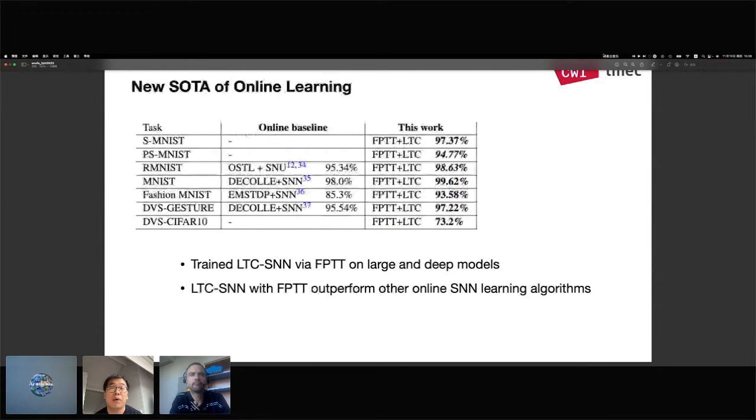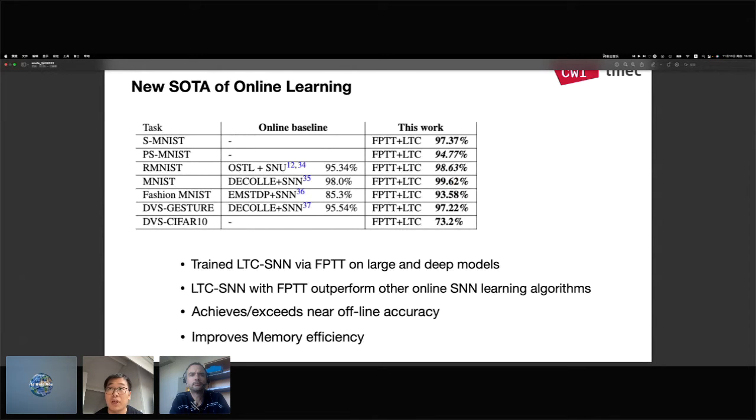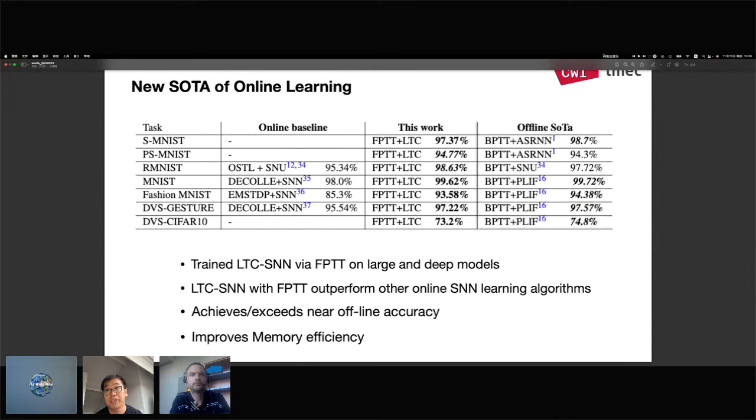Here we compared our networks with several online learning baseline models, but we are using deeper neural networks. So we can easily outperform the other online SNN learning algorithms. We also compare our performance with the offline SOTA numbers trained using BPTT. Our networks and algorithms together can achieve or exceed near-offline accuracies. So with this kind of high accuracy and improved memory efficiency, we want to go one step further.